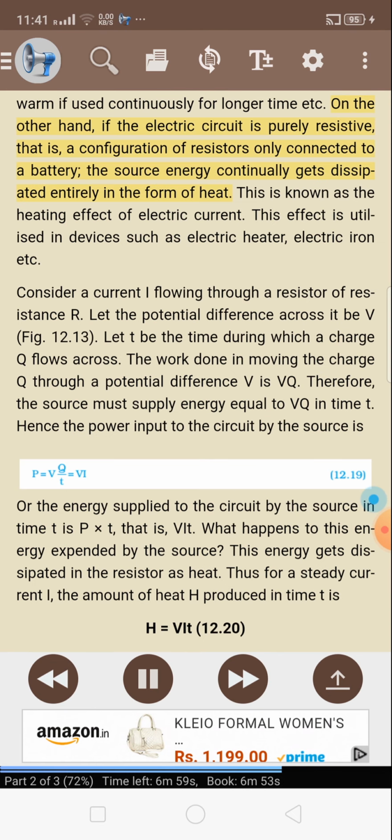On the other hand, if the electric circuit is purely resistive, that is, a configuration of resistors only connected to a battery, the source energy continually gets dissipated entirely in the form of heat. This is known as the heating effect of electric current. This effect is utilized in devices such as electric heater, electric iron, etc.